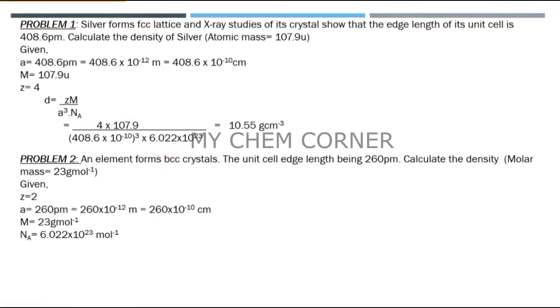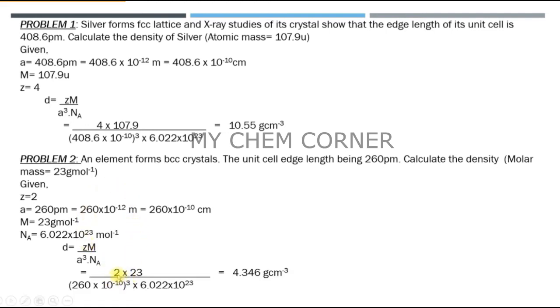So let's see what is given to us in the question. Similar type of values. In this case, Z is equal to 2 because it's a BCC. Number of atoms per unit cell for a BCC or a body-centered cube is 2. Now, A value is given to us in terms of picometer. When we convert it to centimeter, it's going to be the same power, 260 into 10 to the power minus 10 centimeter. Molar mass is also given to us, 23 gram per mole. Avogadro's number is a constant. You are expected to know it by heart. It's a direct substitution to the formula. Now, density is equal to, just substitute all the values that you have here.